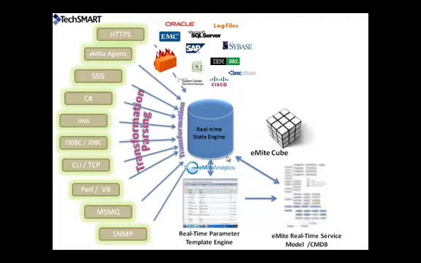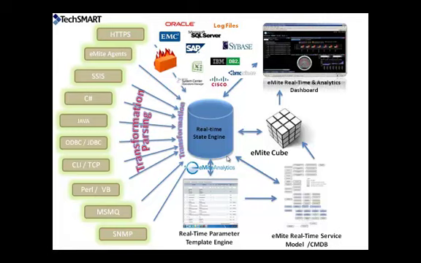The relationships from the parameter template engine and the eMite real-time service model are also stored in the eMite cube, and that cube and the real-time state engine communicate with each other so that the information from a real-time perspective and a historical perspective is exactly the same for reporting and monitoring. As you can see, the real-time state engine and the cube both report into the eMite real-time analytics dashboard.